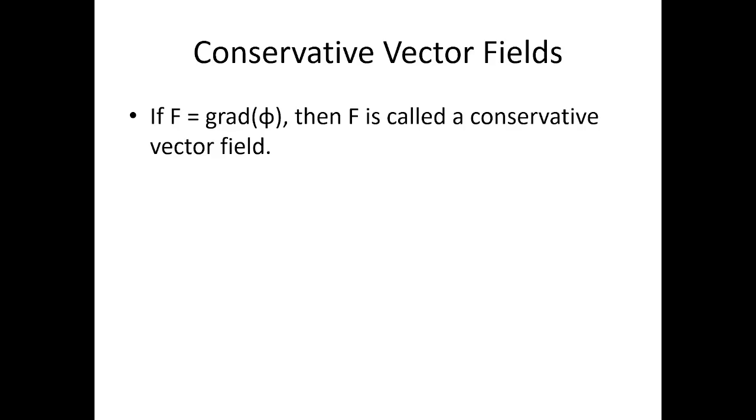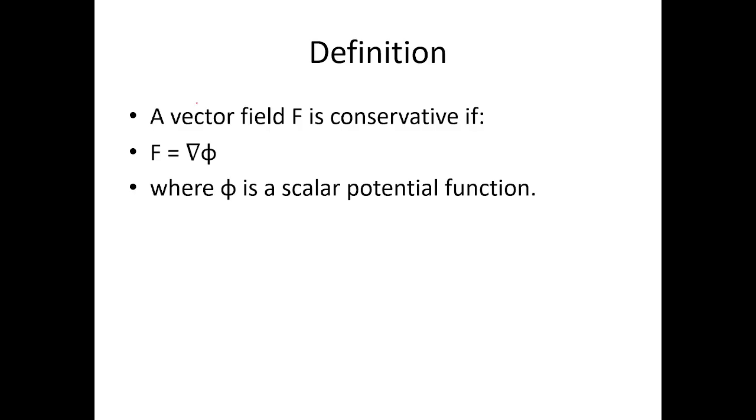A field is conservative if this definition is satisfied. If we can put it as the gradient of phi, where phi is a scalar potential, then this is the condition for a conservative field. If we can find a scalar potential whose gradient is F, then F is conservative. A vector field F is conservative if we can put it in this way, where phi is a scalar potential.